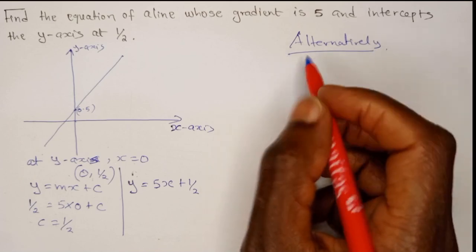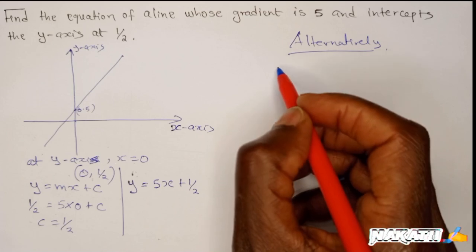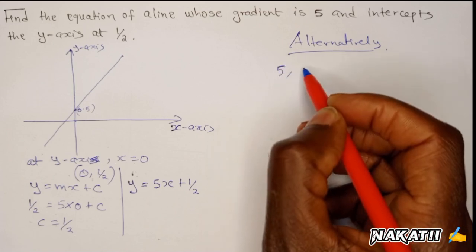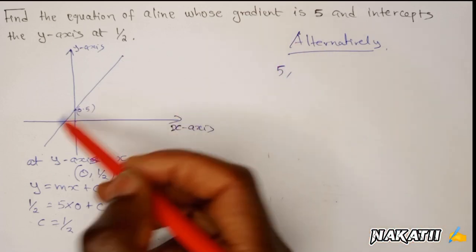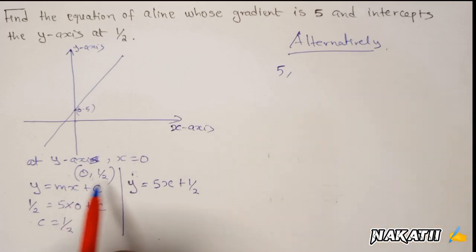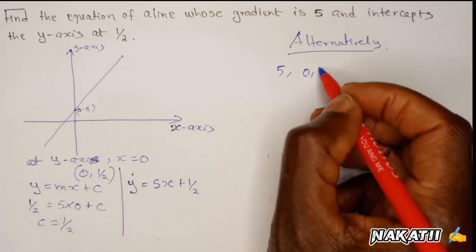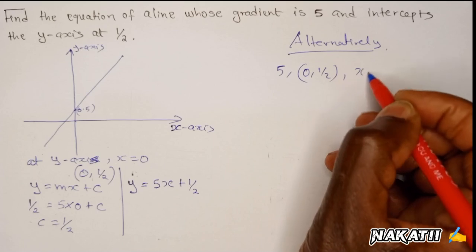Alternatively, we can use 3 parameters. 1, we know the gradient. 2, we have a point that is passing through this line, which we have already found, which is 0.5. Then we need an arbitrary point (x, y).